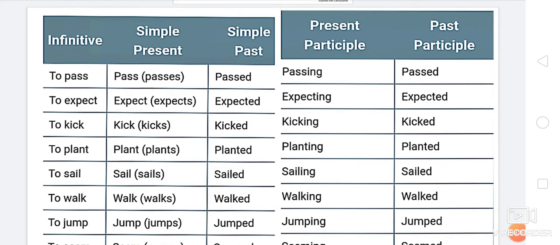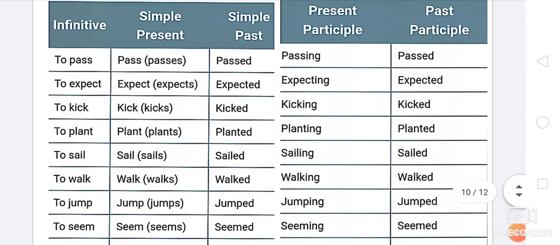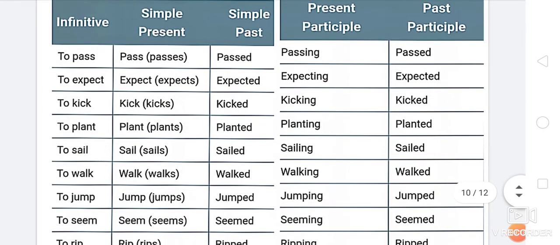Present participle, what is present participle? Action that is ongoing. What is past participle? Action that has already happened, and still we are talking about it, or brought into use. So these are some of the examples.